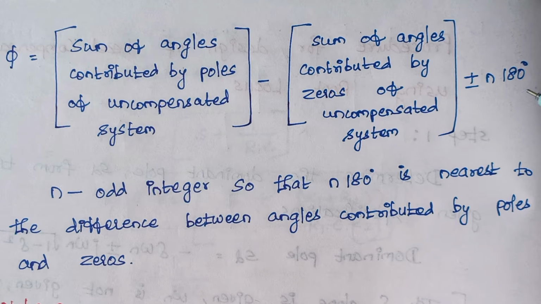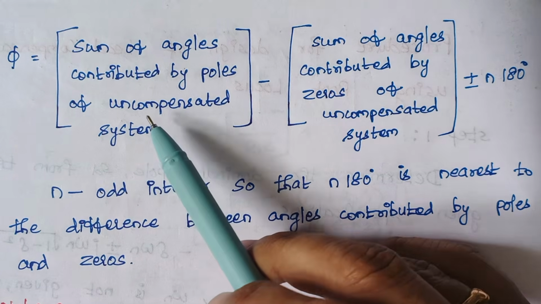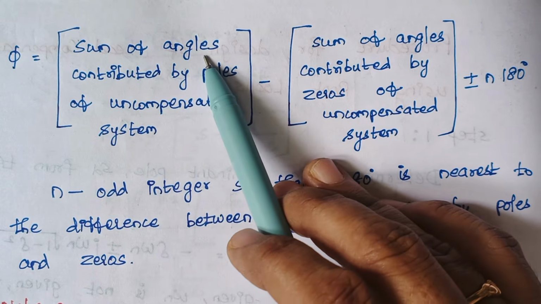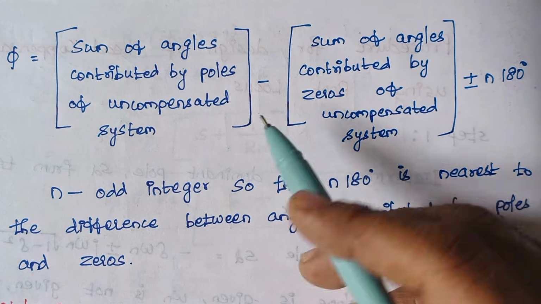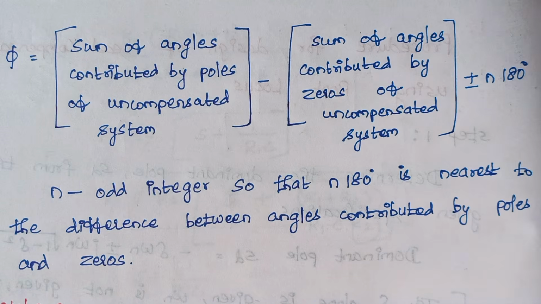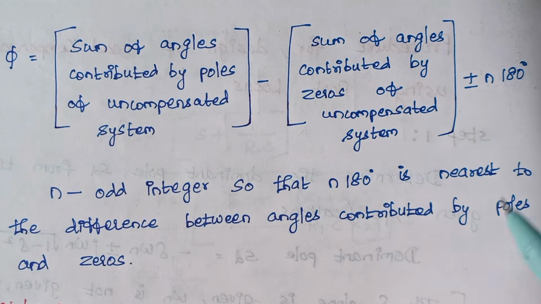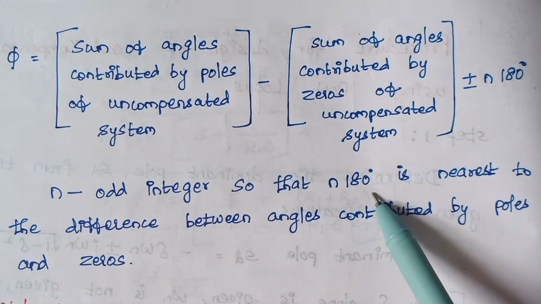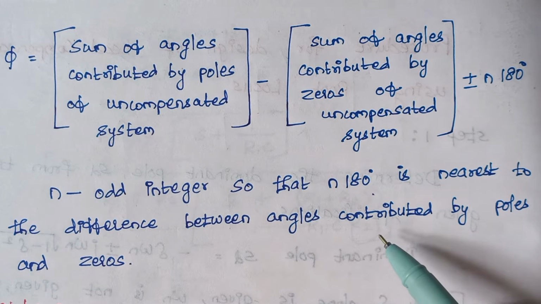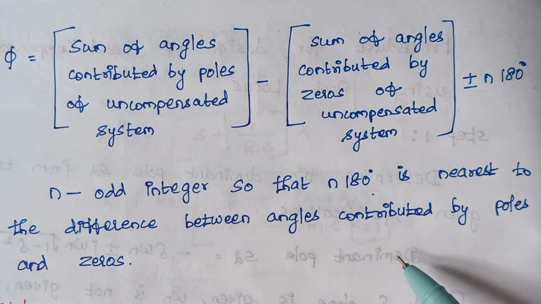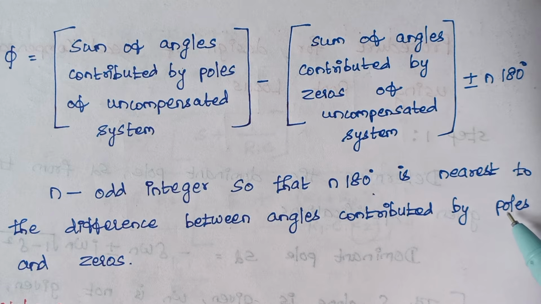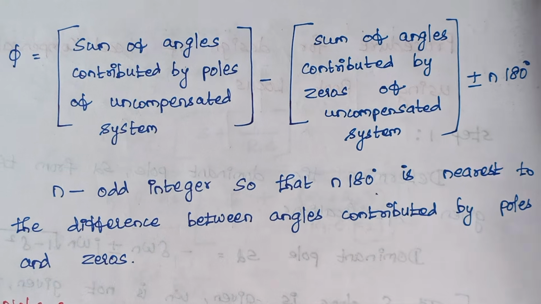Initially the root locus is drawn only for an uncompensated system. From that we calculate the angles from the poles to the dominant pole, and similarly the angles contributed by the zeros to the dominant pole. Here n is an odd integer, so that n into 180 degrees is nearest to the difference between the angles contributed by poles and zeros. When you read a sentence it may look a bit difficult, but don't worry.